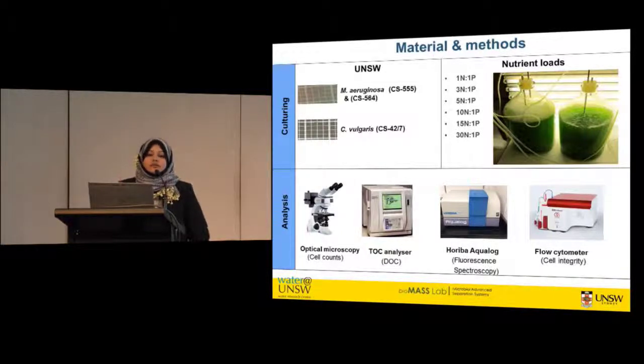We fixed the phosphorus concentration and varied the nutrient load from 1 to 30 to 1 nitrogen to phosphorus load. We sampled at regular intervals, and the samples were analyzed for cell counts, DOC, fluorescence spectroscopy, and cell integrity. We also did molecular characterization through LC-OCD, and measured the nitrogen and phosphorus load using ion chromatography. But I will mainly focus on the results based on cell counts, DOC, and the EEMs.